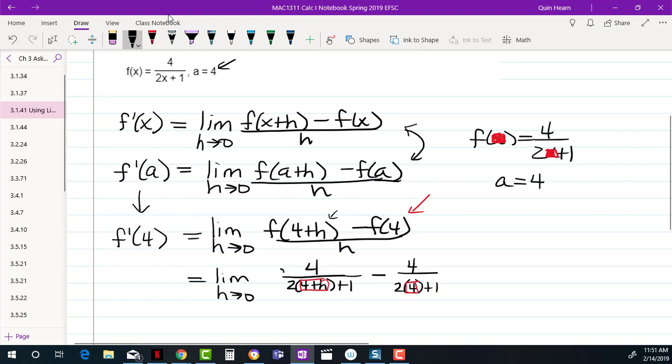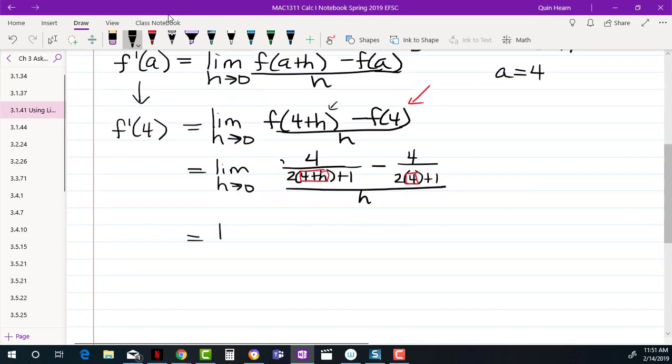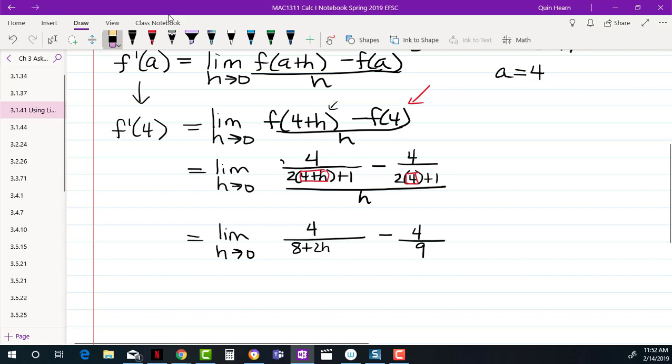All right, and then in the denominator of this big fraction, we just have an h. So I'm going to simplify a little bit. So we're going to have limit as h goes to 0 of 4 over, distributing the 2, 8 plus 2h plus 1, minus 4 over, and here we have 8 plus 1, which is 9. Let's go ahead and change that 8 plus 1 to a 9 instead of making a whole extra step for that. So 8 plus 1 is really 9 plus 2h. There we go, all over h.